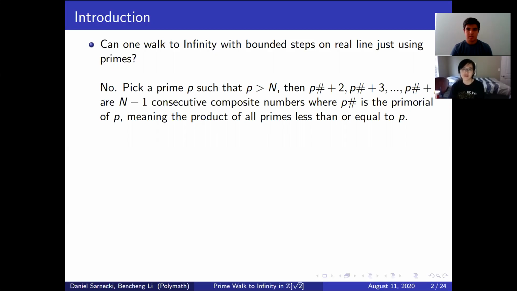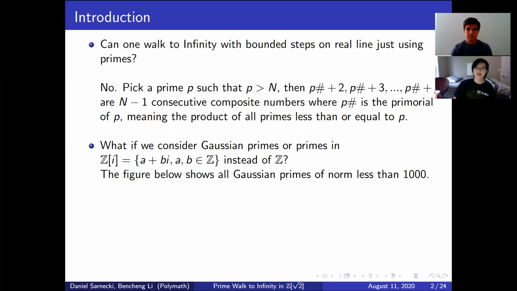Then p primorial plus 2, p primorial plus 3, up to p primorial plus p are n-1 consecutive composite numbers, where p primorial means the product of all primes less than or equal to p. Since primorial is defined this way, 2, 3, and all the natural integers between 2 and p share a cofactor with p primorial. So that's why they're composite.